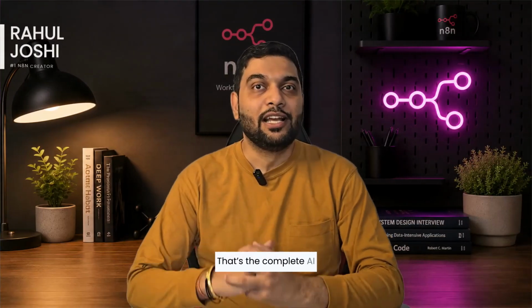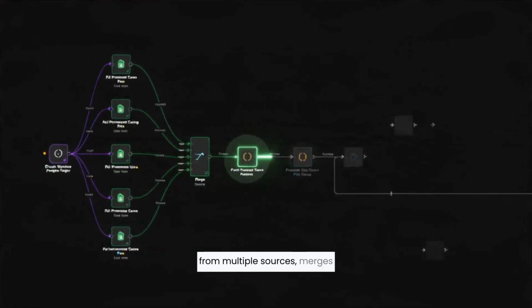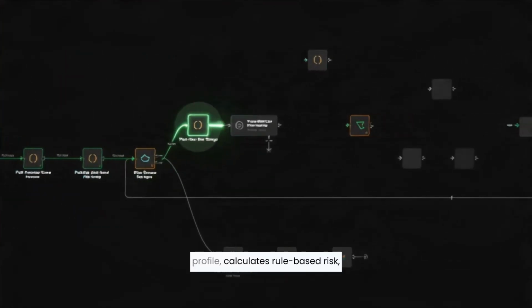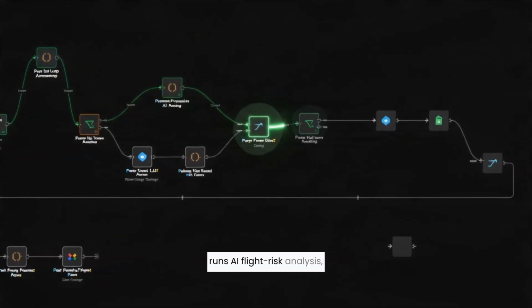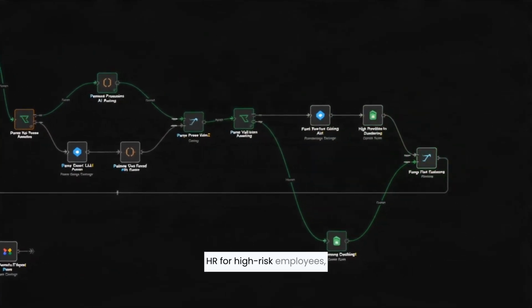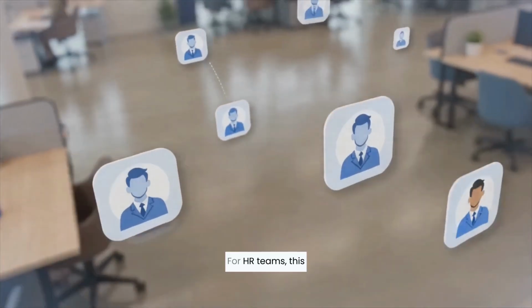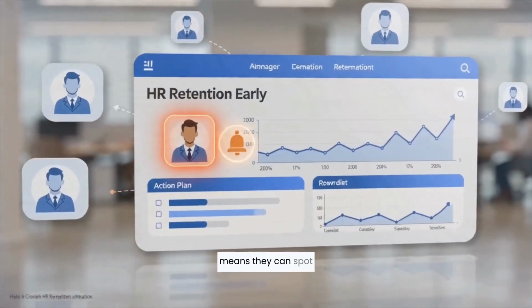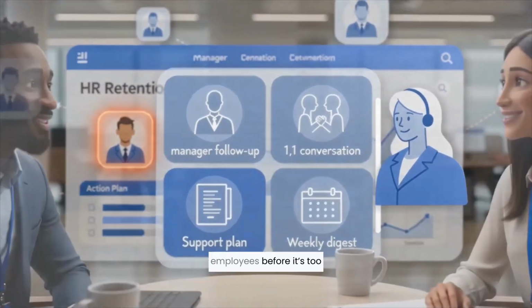That's the complete AI employee retention system in n8n. It pulls HR data from multiple sources, merges everything into one employee profile, calculates rule-based risk, runs AI flight risk analysis, handles fallback scoring, alerts HR for high-risk employees, logs results, and sends a weekly retention digest. For HR teams, this means they can spot attrition risk earlier, take action faster, and support employees before it's too late.